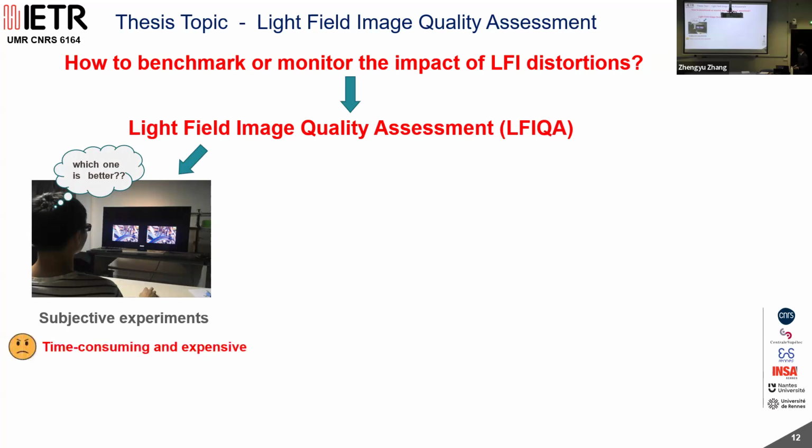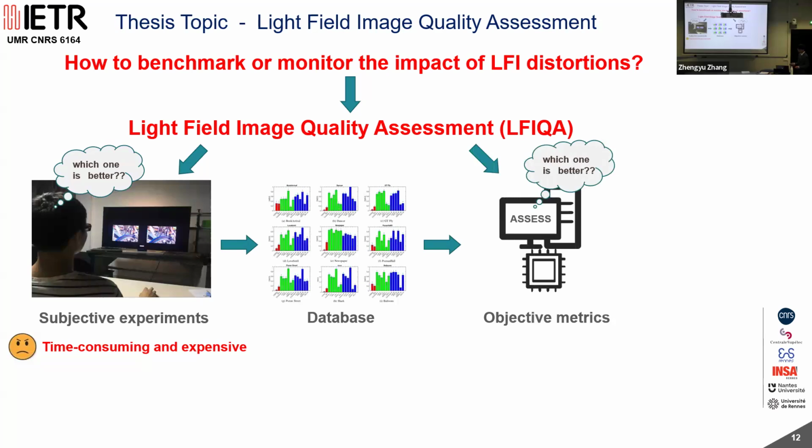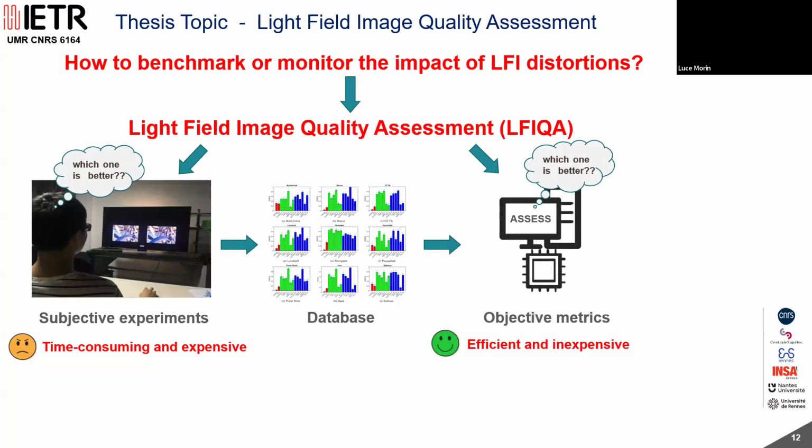But actually, this method is very time-consuming and expensive. So by collecting the subjective quality scores in the subjective experiments, the standard database is built, based on which objective metrics can be proposed. Compared to the subjective experiment, objective metrics are more efficient and inexpensive.